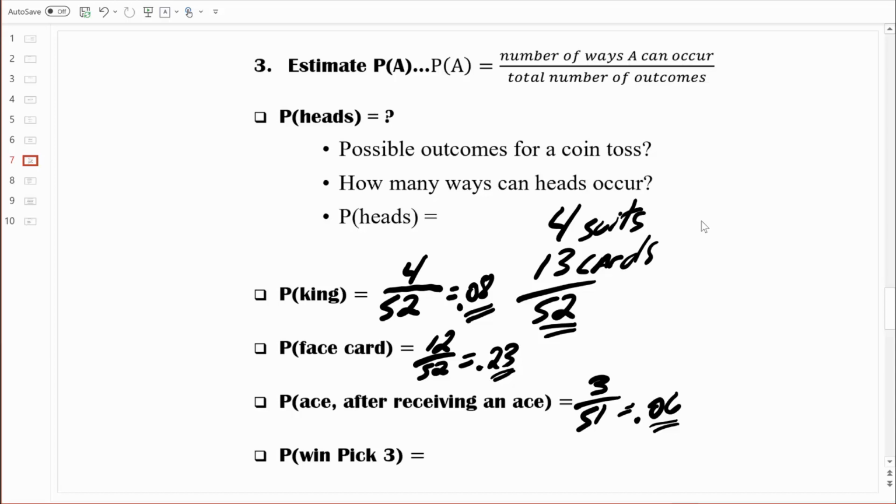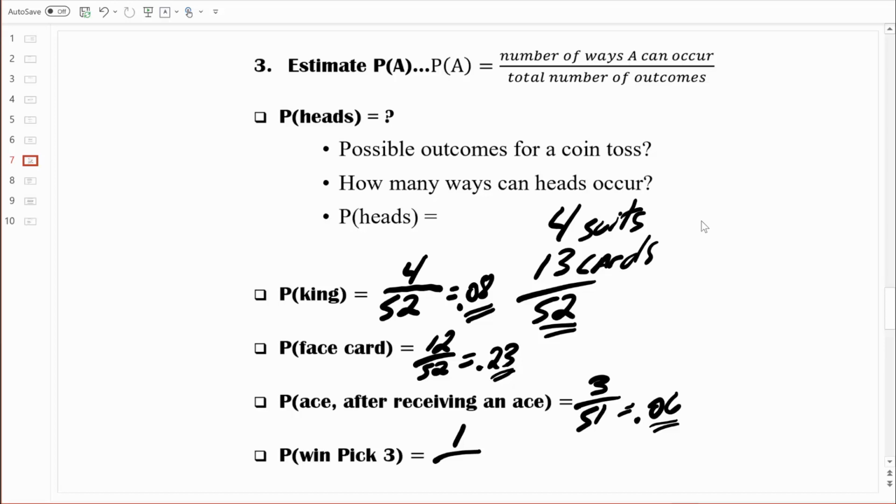So the first thing we ask ourselves is, what's the number of ways that event A can occur? And we're trying to figure out the probability of winning. Well, there's one winning 3-digit number. There's only one way to win. So that goes in our numerator, 1. Now we need to ask ourselves, what's the total number of all possible outcomes? In other words, what are all of the potential winning numbers?